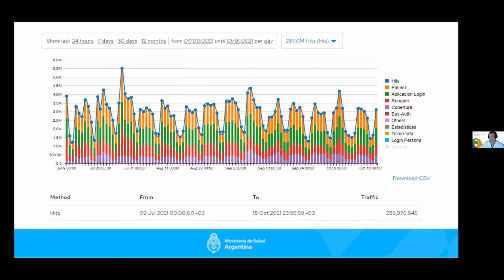This is some of the traffic that we have in the interoperability bus. We have 285 million hits in this period of four months, and it is a very heavy load, so we had to develop the servers to handle it.